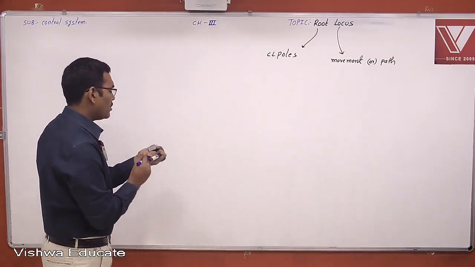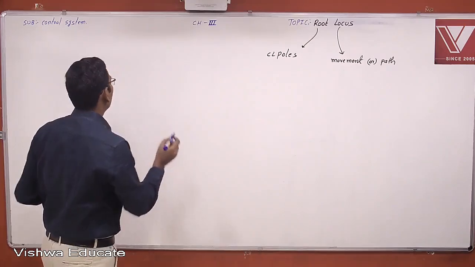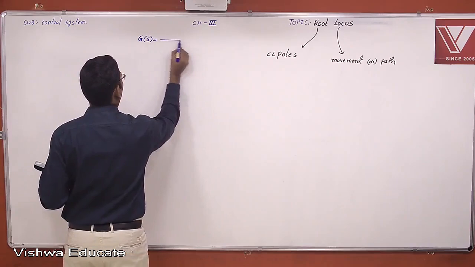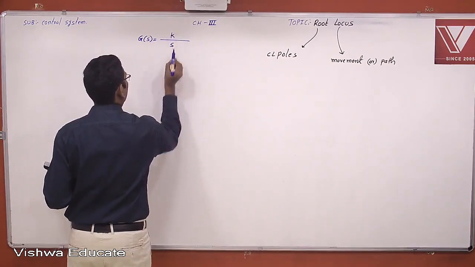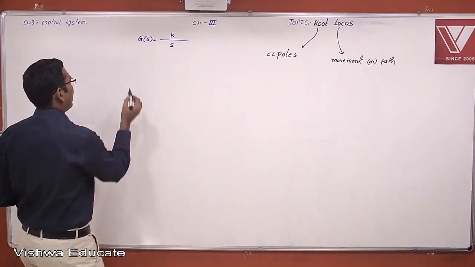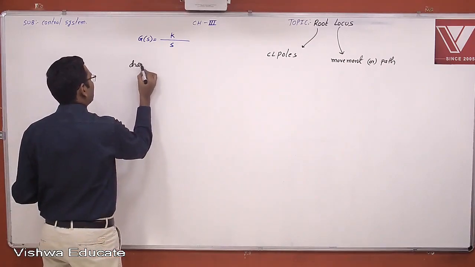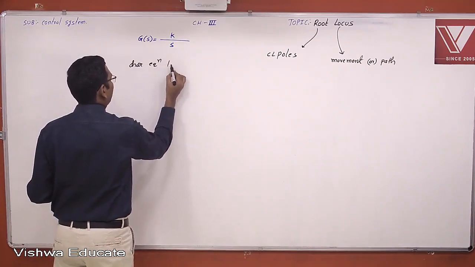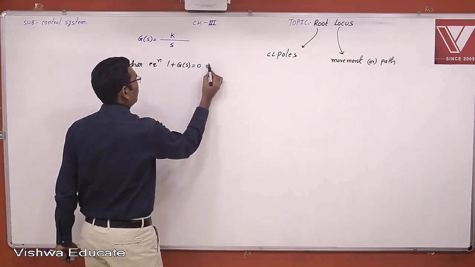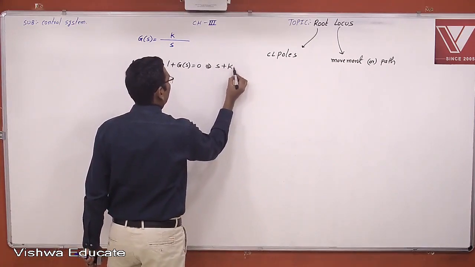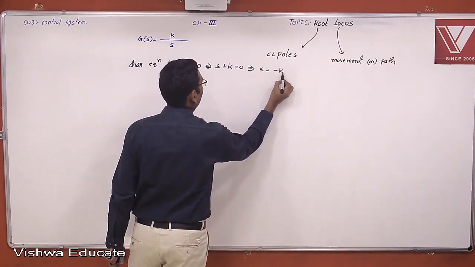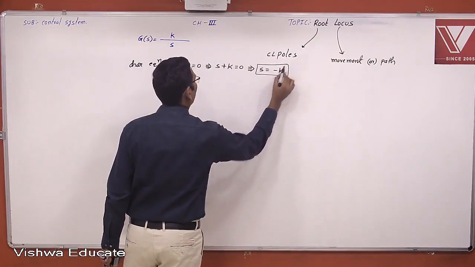So if you want to move the closed loop poles, here is the example I will take. This is G of S equal to K by S, the open loop transfer function. What is the characteristic equation? The characteristic equation is 1 plus G of S equal to 0. Therefore, S plus K equals 0. Therefore, S equals minus K. This is the closed loop pole.